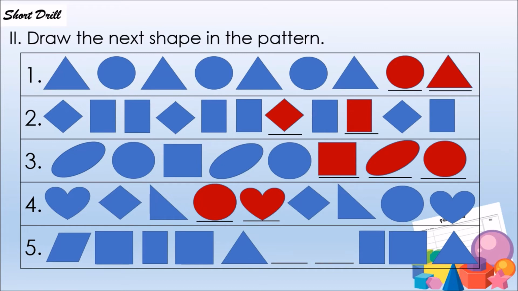Number 5. We have parallelogram, square, rectangle, square, triangle, parallelogram, square, rectangle, square, and a triangle.